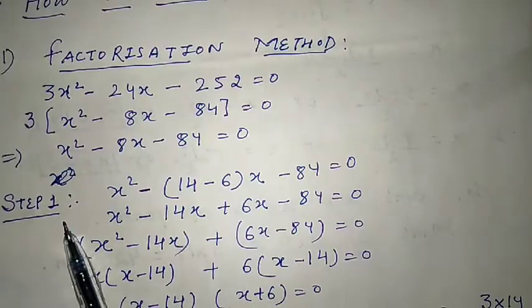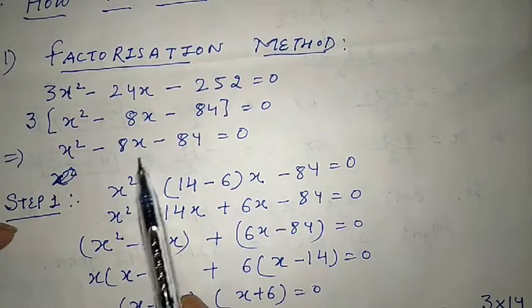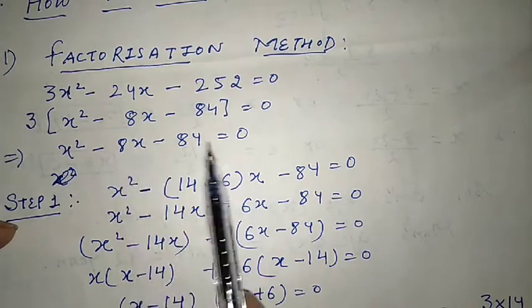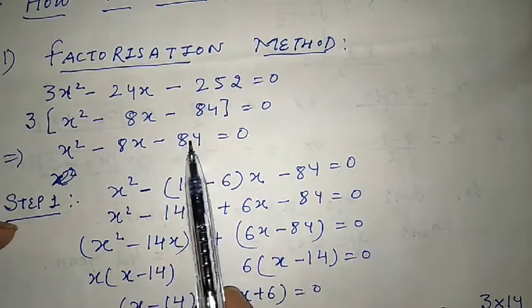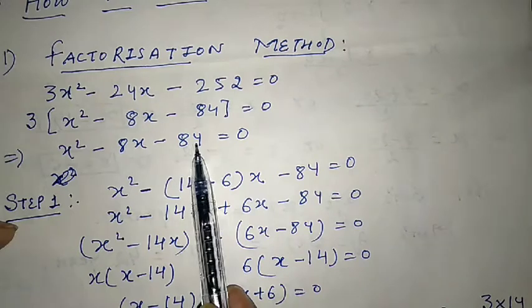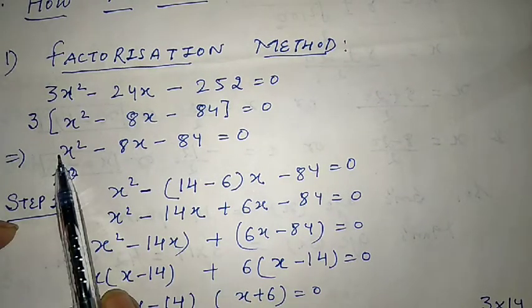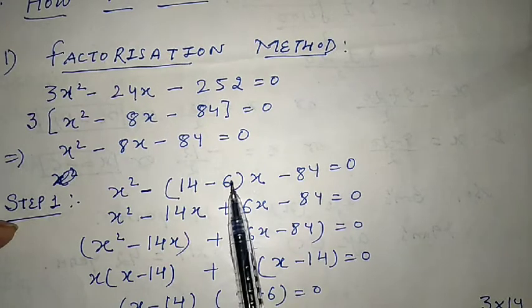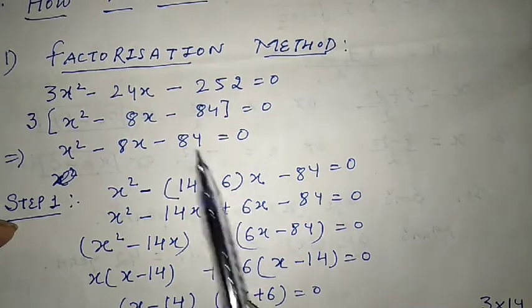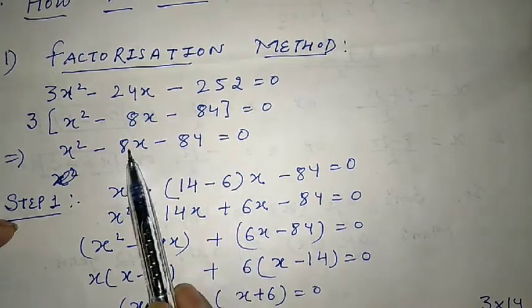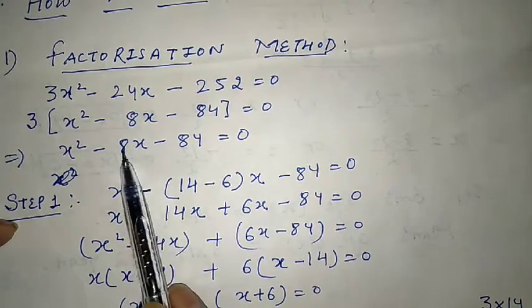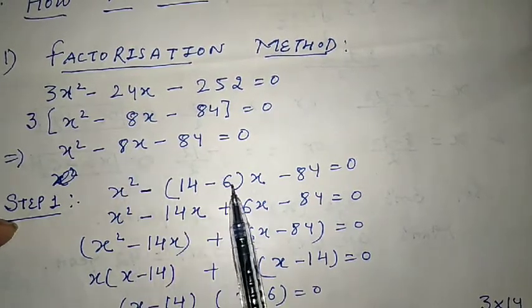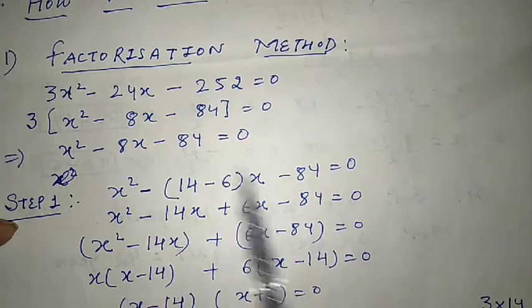So step 1 is, because this is a middle term split method, we will split the middle term with the help of factors. The factors of the product of the last term and the coefficient of the first term is 84. So 14 and 6 are factors of 84 that have the difference as 8. So x square, middle term minus 8x can be written as minus 14x plus 6x, minus 84 is equal to 0.